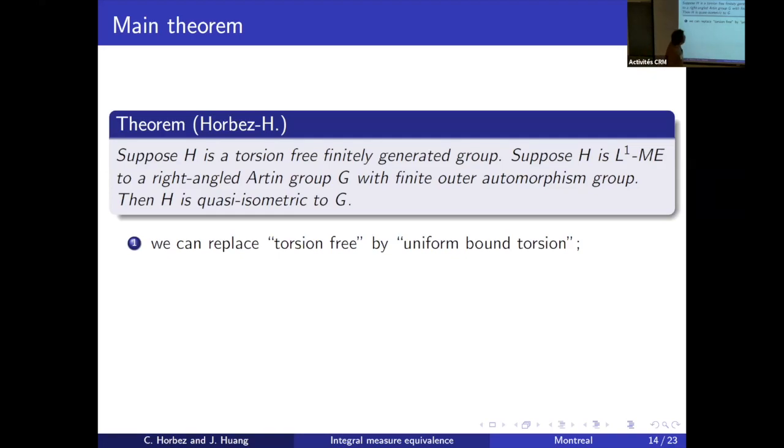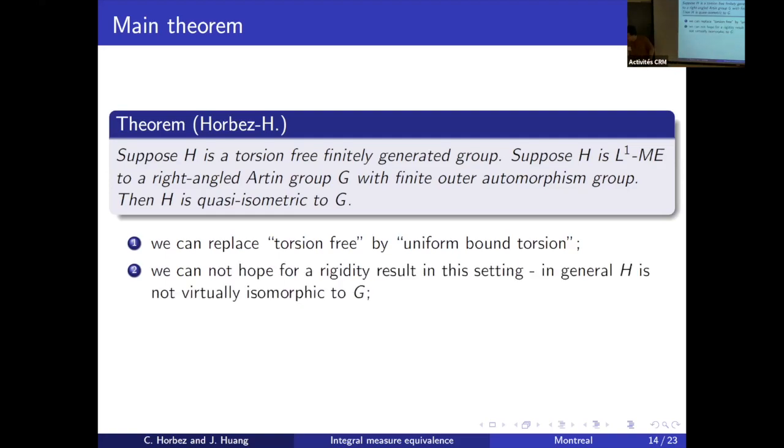We do know that there actually are some non-uniform lattices which are L1 ME to a product of free groups, and the torsion becomes bigger and bigger. So it is rather subtle to treat the case without the uniform bound on the torsion. Another thing is that in this generality we cannot hope for a rigidity result, because we're going to see examples later where H is actually not virtually isomorphic to G. So here is just the bridge between L1 ME and quasi-isometry.